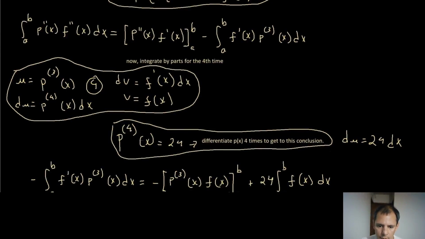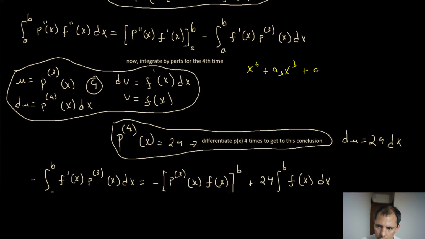Right? There's something else too. In the end, you're going to end up with du equals the fourth derivative of p of x dx. This equals 24 dx. How do I know that? Well, just as a recap, you guys should know this.